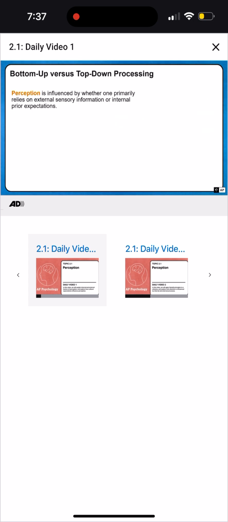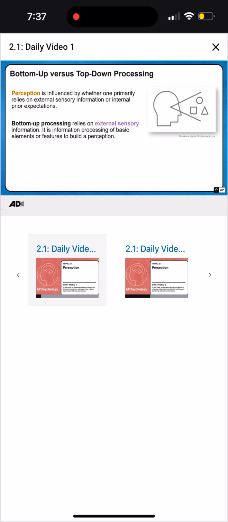Perception is influenced in two general ways. Bottom up relies on external sensory information. It involves the basic elements or features to build a perception. We go from individual elements to the whole. The whole process is supported by the research on feature detectors.